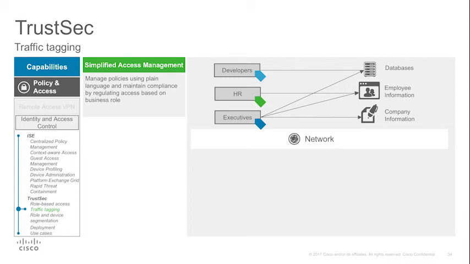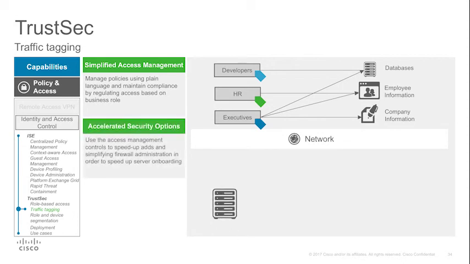While developers need access to developer databases and storage, the HR department needs access to employee documents and legal information. Neither group has any need to access the other's information. Executives and management, however, may need access to all categories. TrustSec tags can be set on the basis of device type, user role, and a variety of other criteria. This simplified access management brings accelerated security options.